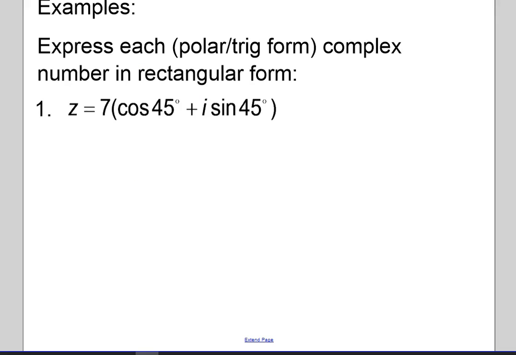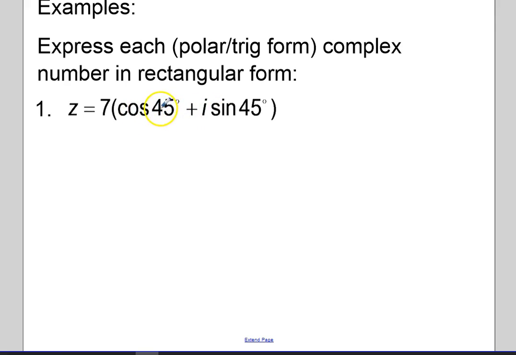So let's do a couple questions here. We're going to take a complex number in polar trig form and convert it into rectangular form. So it looks kind of complicated. Let's break it down. Give you a chance to write this one down. So if you paused and wrote this down, we're going to name this complex number z, and it's equal to 7 times cosine 45 degrees plus i sine 45 degrees. These angles always have to be the same. They're our theta.